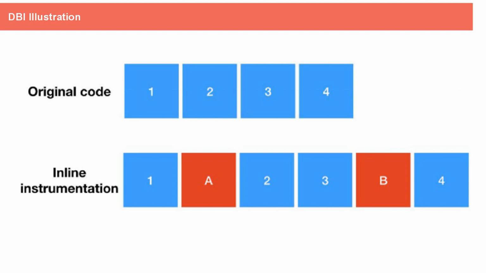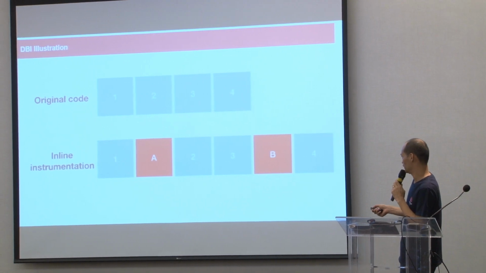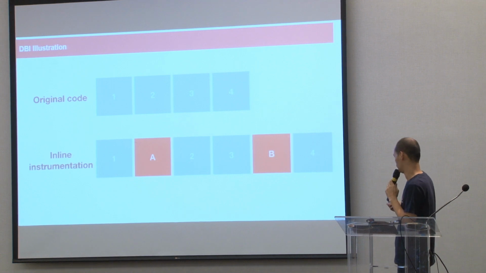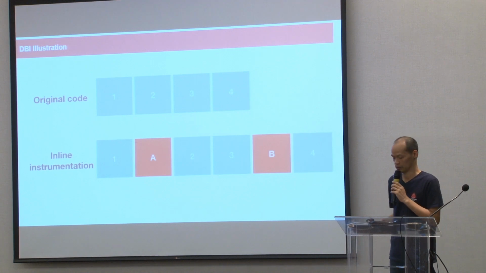Okay, here is a simple diagram so you can see how the DBI works. We have original code here, like code 1, 2, 3, 4. Now we want to instrument after 1 and after 3, right? The idea is that we can inject our instrumentation code after the code we want to instrument. Originally we run 1, 2, 3, 4. Now after instrumentation we run 1 and our instrumentation code A, then 2 and 3 and B, which is another instrumentation, and 4. But remember that A and B should not change the behavior of the program.